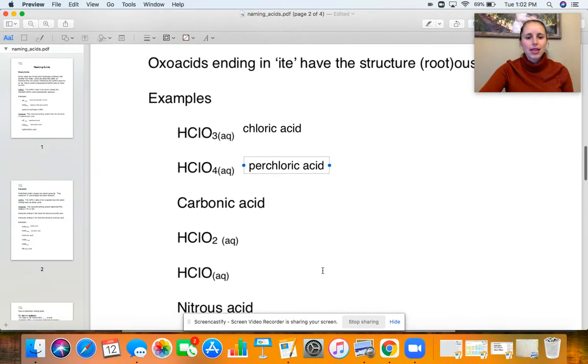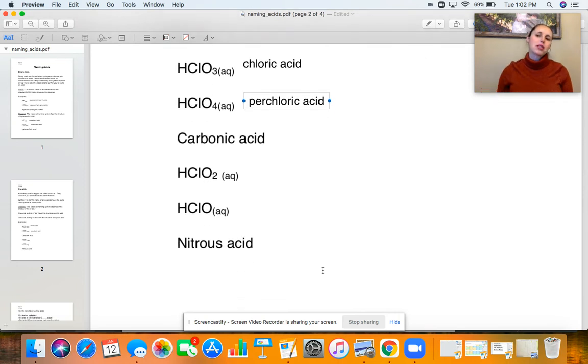All right, we are back to naming. So let's try the next one. So again, if you haven't paused the video yet, pause the video, see if you can figure it out. Hope you did it. So how do I know this is an acid? It's got an H in front, and it's got an aqueous behind it. That means it's going to be an acid. So we can start with the name acid.